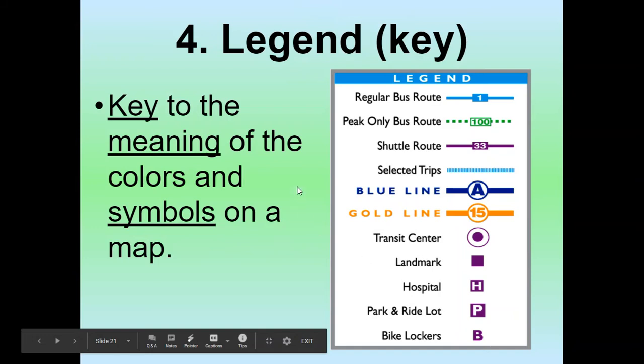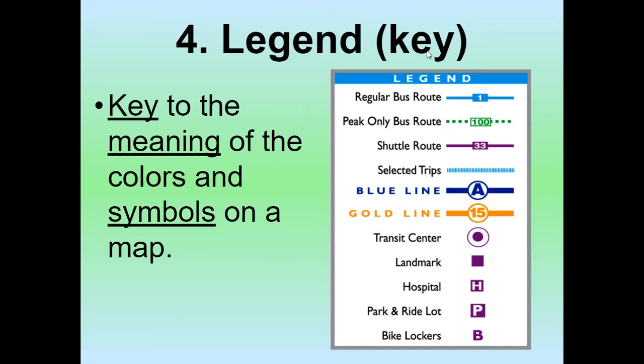And the fourth important component of a map is the legend, or the key. Basically, this tells you the meaning of colors and symbols on the map. So, for example, this legend, or this map key, has this little line with the number 1 in it, and it's blue. That tells you the regular bus route. And then it has this blue line down here with the A. And then you have a gold line, which is the gold line with the 15.